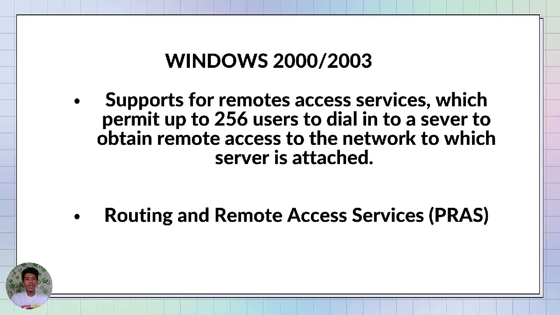So let's now proceed to Windows 2000 or 2003. For your network to be even more effective, you may need to allow users to dial in and access it from their homes, remote sites, or hotel rooms. A simple way to accomplish this in a Microsoft Windows 2000 or 2003 server network is to use the Windows 2000 or 2003 Routing and Remote Access Service, or RRAS. It supports remote access service, which permits up to 256 users to dial in to a server to obtain remote access to the network to which the server is attached.